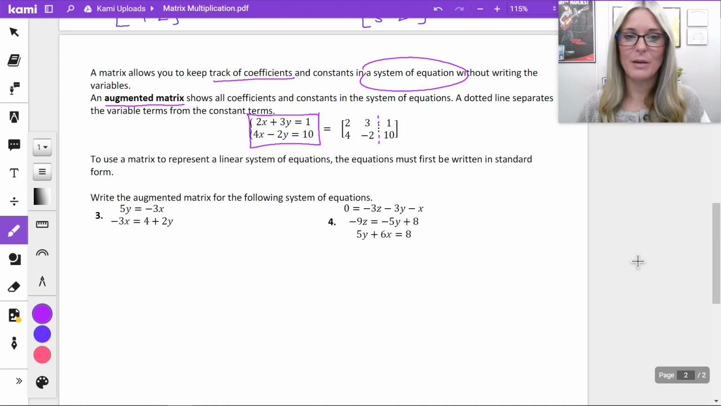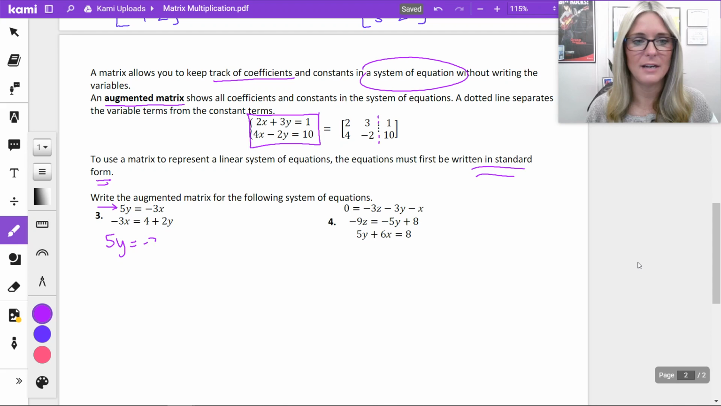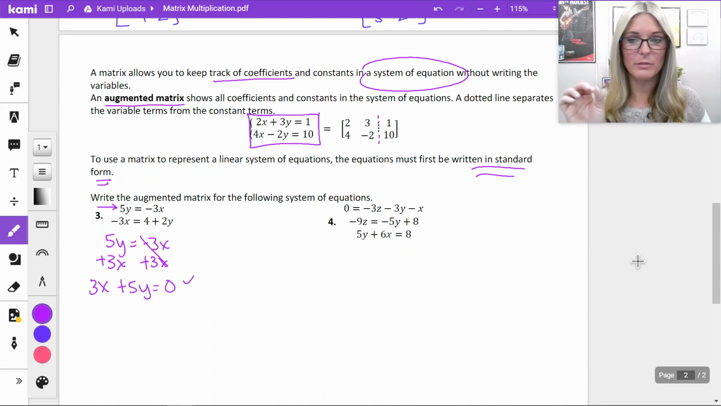To use a matrix to represent your linear system of equations, the equations must be written in standard form first. So look at our examples. They're a little messy. So we want to make sure our x and our y are on the left side and our constants on the other. So let's start with this top equation. We need to rewrite it into standard form. So instead of 5y equals negative 3x, let's add that 3x over to the other side so that our new standard form linear system here is going to be 3x plus 5y equals 0. That's going to be my new equation I'm going to use for my matrix.